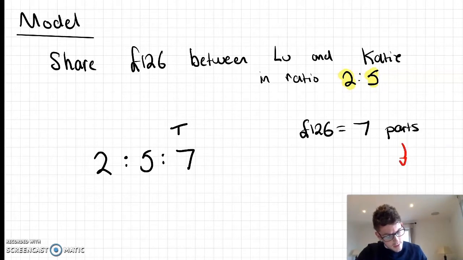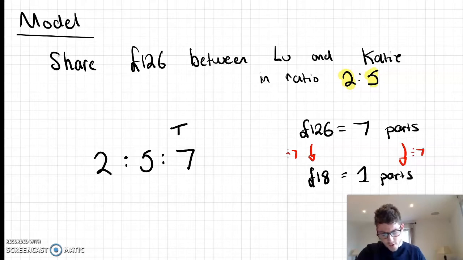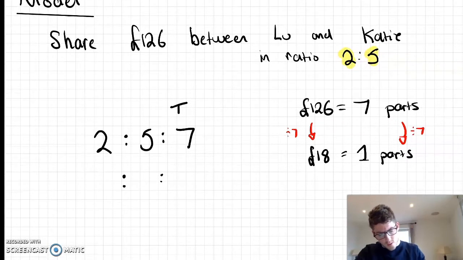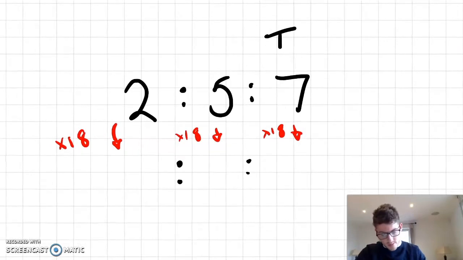So to get 1 part, we divide it by 7, meaning that 1 part is £18. Therefore, if £18 is 1 part, we're going to do 2 times 18, times 18 for all our parts, meaning that 2 parts is going to be £36.